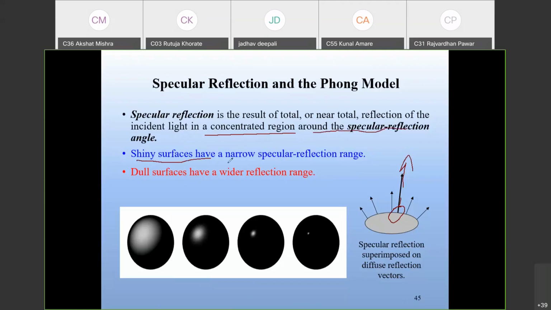Shiny surfaces have a narrow specular reflection range. Here you can observe that this shiny surface has a single bright spot. Why? Because the range is narrow. Now when the surface becomes dull, it has a wider reflection range. When it is more shiny, the narrow specular reflection range is there. And when it is a dull surface, it has a wider reflection range.